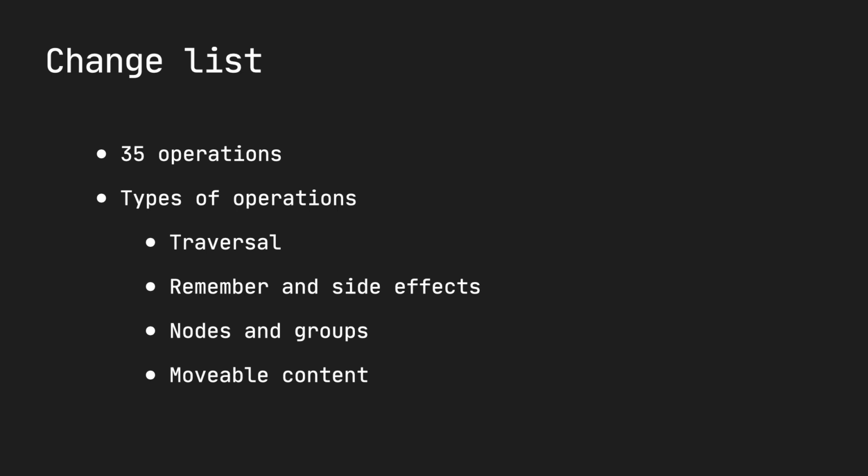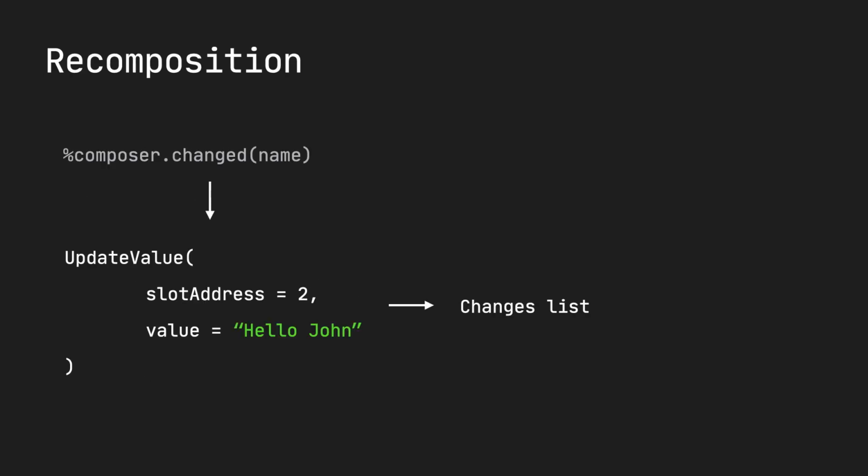And these are all the different changes that you could do in a slot table. You could traverse, you can move things around, for example. And what I need to do is to create this changes list just like this. And in this example, I'm going to update a value, and the value that I'm going to update is that slot address to, which is the new value right there.